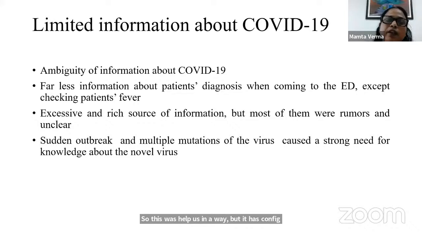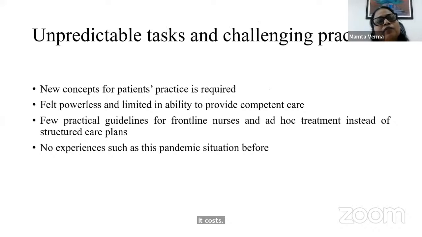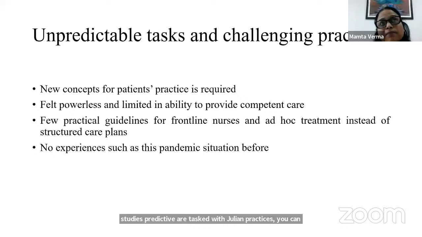There was a sudden outbreak and multiple mutations of the virus, which caused a strong need for knowledge about the novel virus. As we all are aware, there was rapid mutation, so it created a necessity for knowledge and upgradation. Then another important finding of this study is unpredictable tasks and challenging practices. New concepts for patient practices were required. Every day somebody says we need to learn donning and doffing. Somebody says we need to do this and that, oxygenation, everything. So new concepts were coming, and nurses had to accustom themselves to those new concepts.